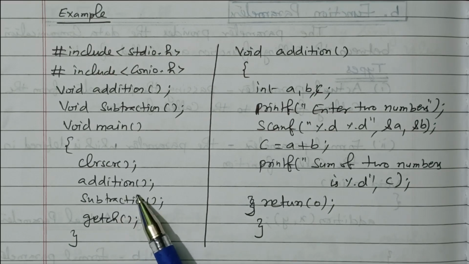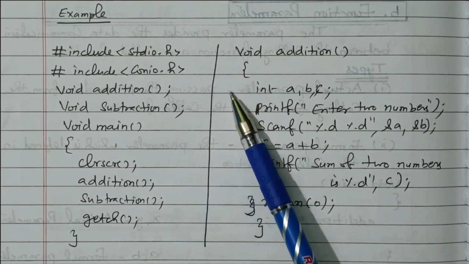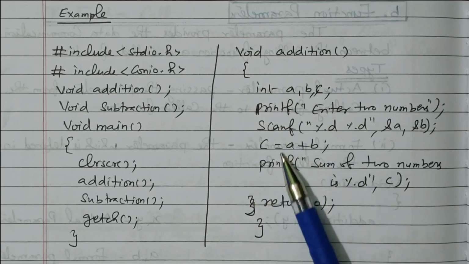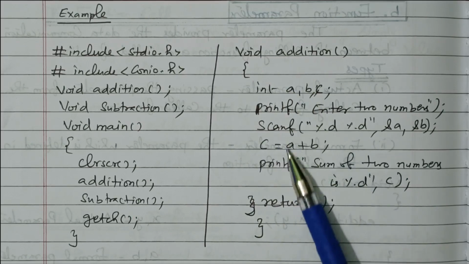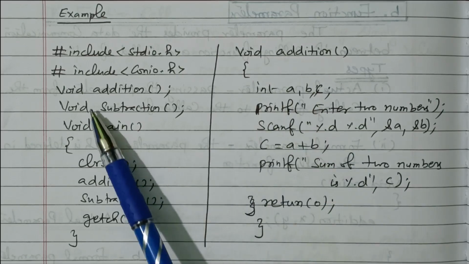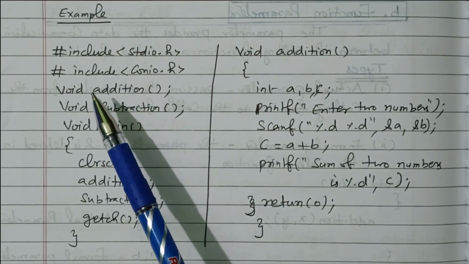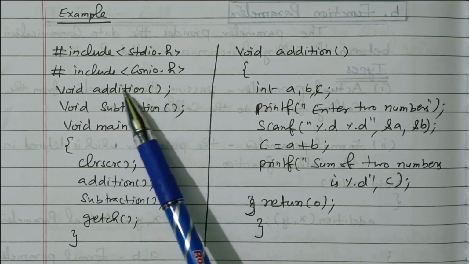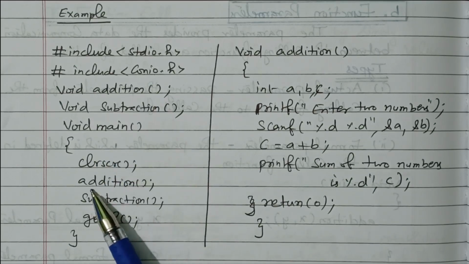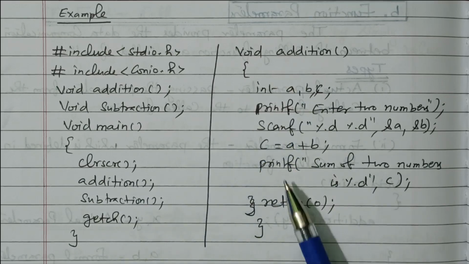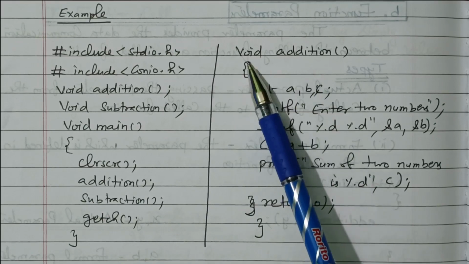When addition with open and closing parentheses is written, we are calling this function without sending any argument. Then the control goes to this function. This is called a function definition, defining the function. What are the things we need to do is called a function definition, right? So this is function declaration, that is, we are declaring the function: what is the name, what is the return type, what is the argument. Here we are calling this function. While calling the function, the control will go to the function definition, right? Here void addition, then open the brace.